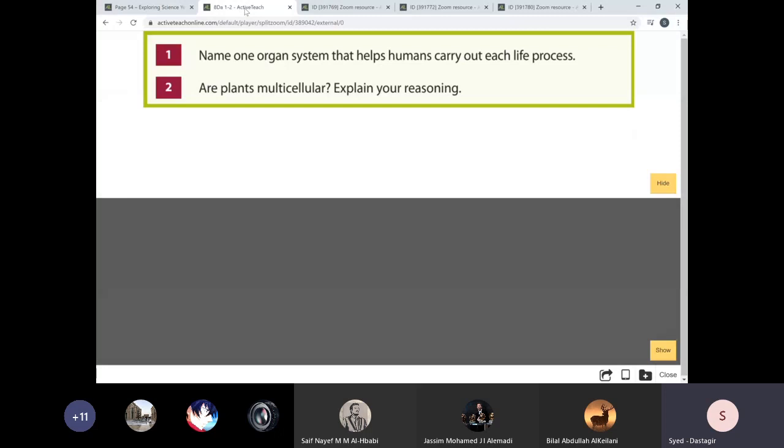So Ahmed, are plants multicellular? And explain your reasoning. I think they are maybe unicellular. Why? Because maybe they have a cell, but I don't know how to explain. Okay. Does everyone agree with Ahmed?